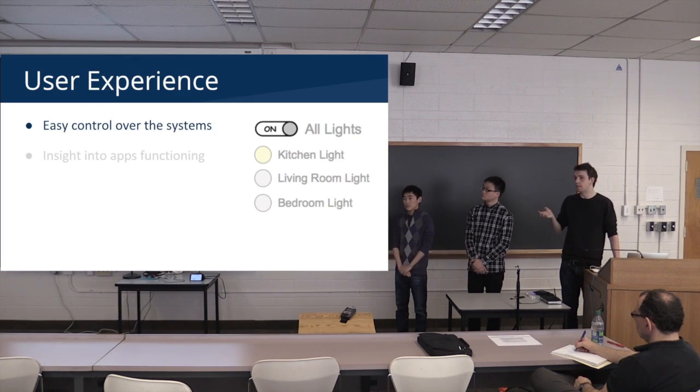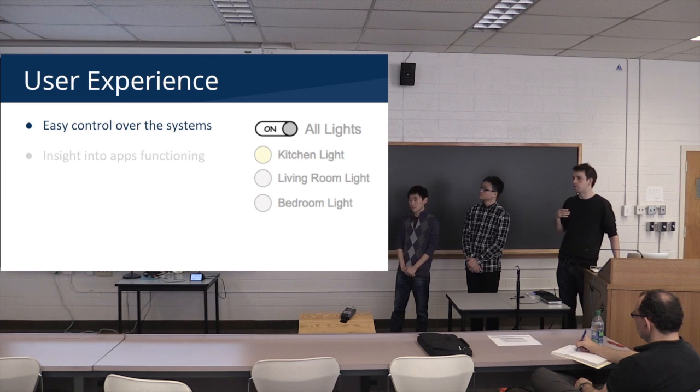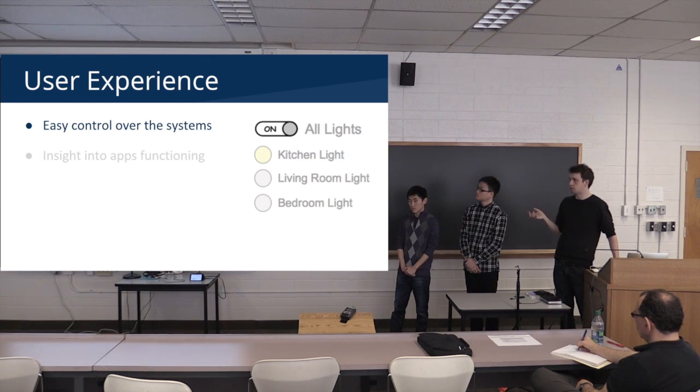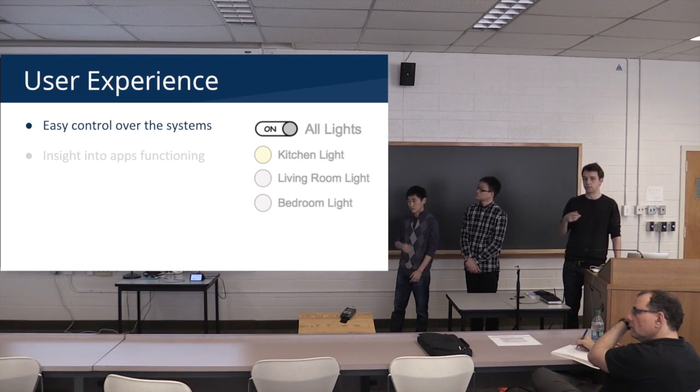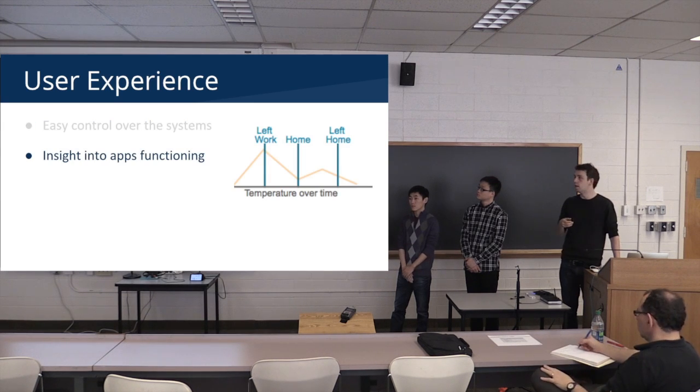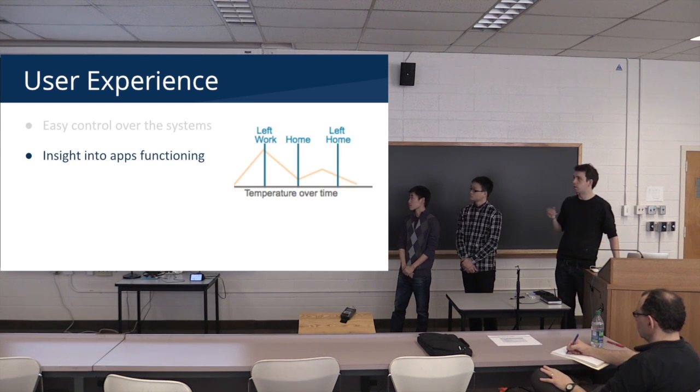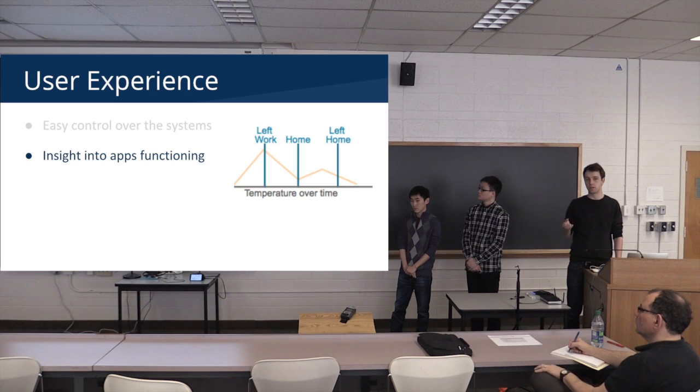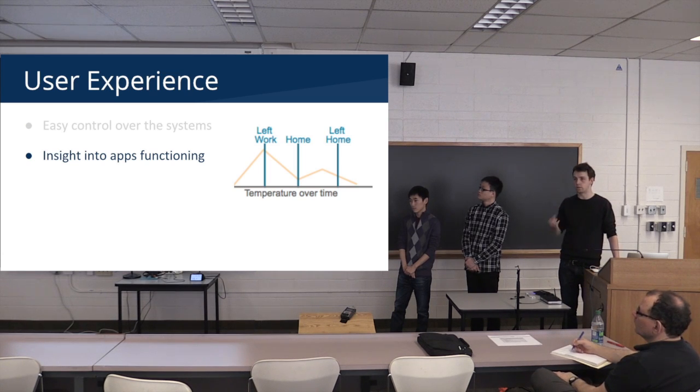So as well as the algorithm, to also make the user happy, we've also implemented very easy to use controls so they can very quickly turn on and off the heating and lighting. And we've also implemented ways for them to get insight into how the app's functioning so they don't feel like they're losing control of the whole process.